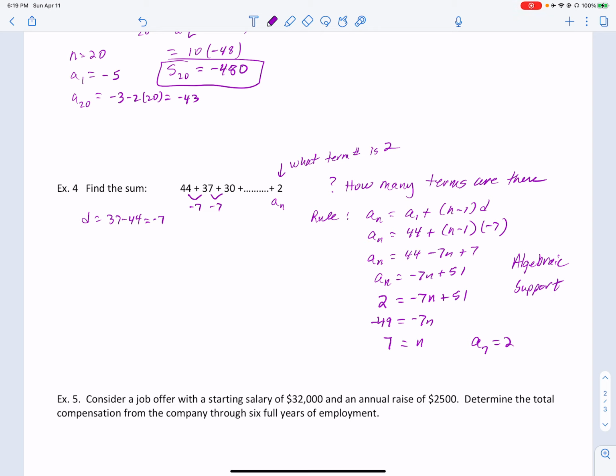All right, so to find the sum, again, it's n over 2 times a sub 1 plus a sub n. We know what those two terms were. We know they were 44 and 2, but we didn't know how many terms there were. And now we know that we're finding the sum of the first 7 terms. Again, show use of the formulas, because we found out 2 is the 7th term. And so we get 46 over 2, which is 23, times 7 is 161.